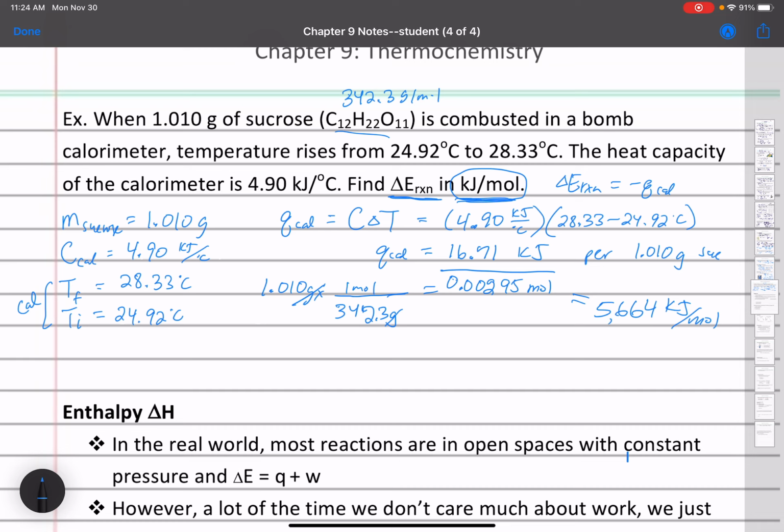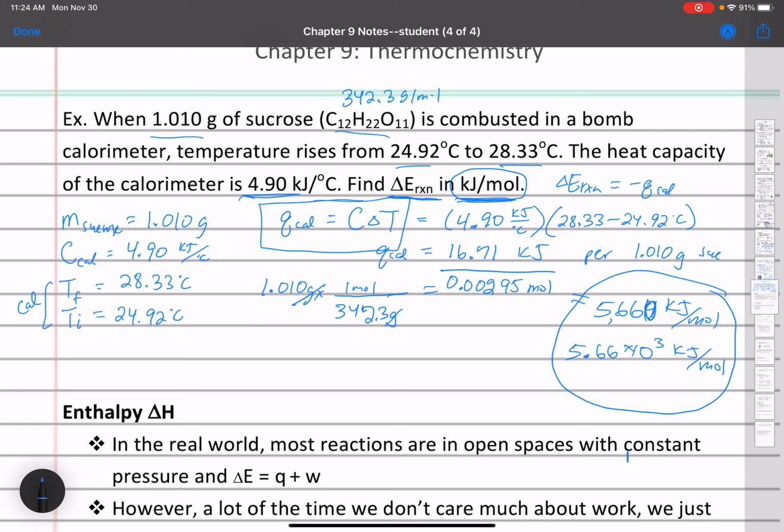And I have 4 sig figs, 4 sig figs, 4 sig figs, 3 sig figs. If I want my answer in 3 sig figs, then it would be 5,660 kilojoules per mole. Or you could write that as 5.66 times 10 to the third kilojoules per mole. Either one of those would be acceptable answers. Okay, so that's an example calorimetry problem. You'll have more of those to practice, but this is the key equation for calorimetry, for figuring out heat.